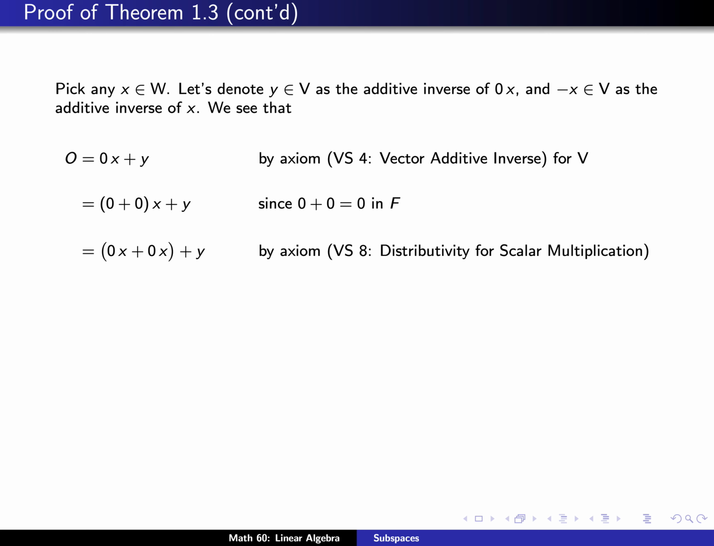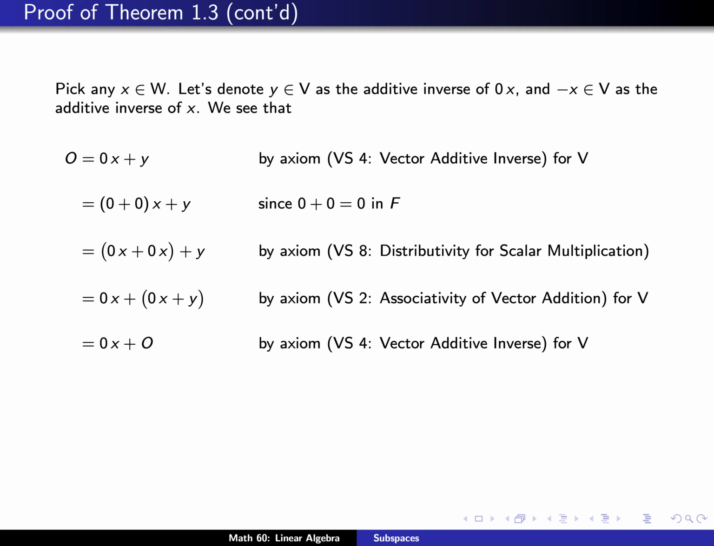Now we can use distributivity to see that if I take 0 plus 0 as a number times x as a vector, this must be 0 times x plus 0 times x. Again, here we're using distributivity for our vector space V. Here, we can move around our parentheses based on associativity for our vector space V. So we see that 0 times x plus, in parentheses, 0 times x plus our vector y must be equal to what we had before.